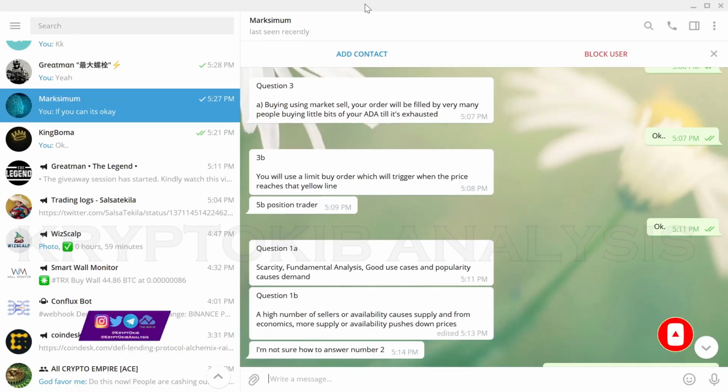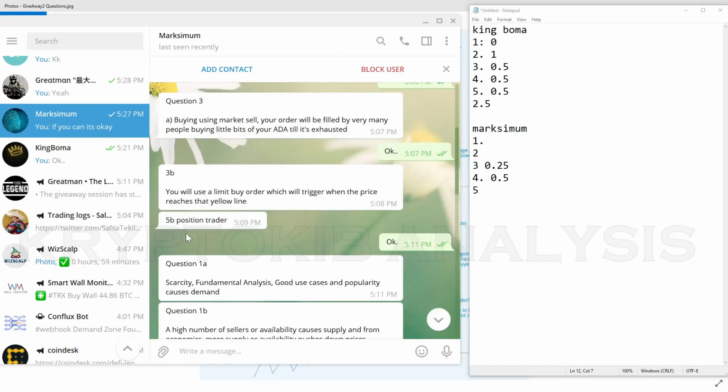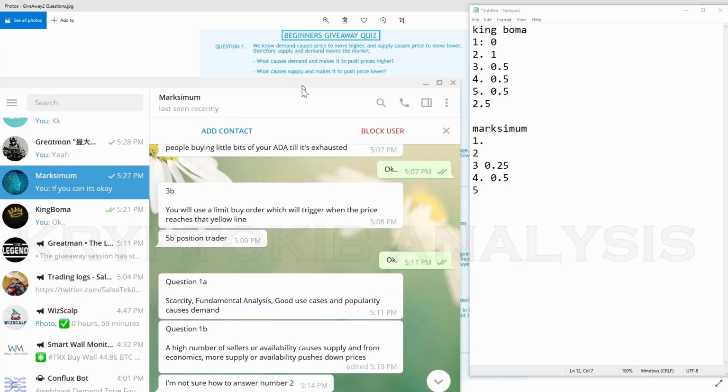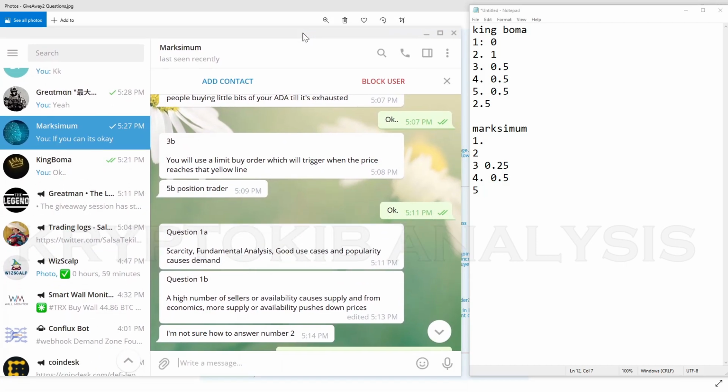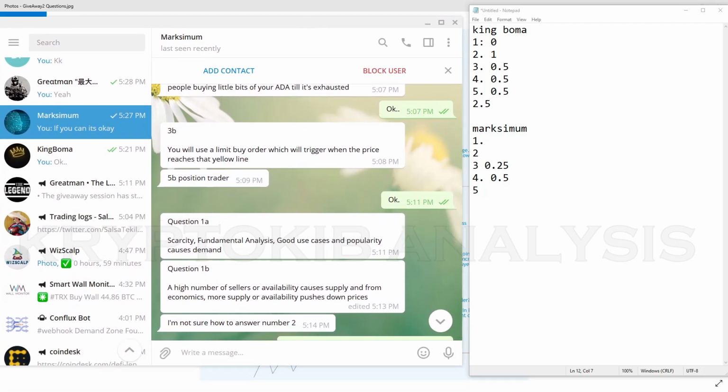Then which next one is the answer? Then question 1. Question 1 is willingness to buy and willingness to sell by sellers. He said scarcity, fundamental analysis, good use case, and popularity causes demand. So what are you saying about this? We know that scarcity can drive some demand. That is quite right. Fundamental analysis can also drive demand. Good use cases and popularity can also drive demand.